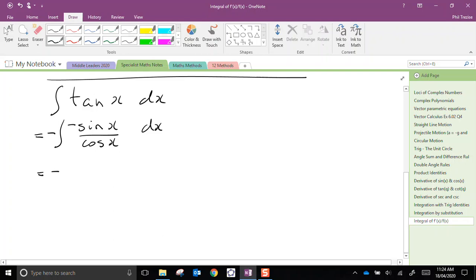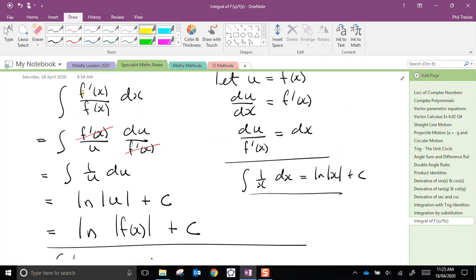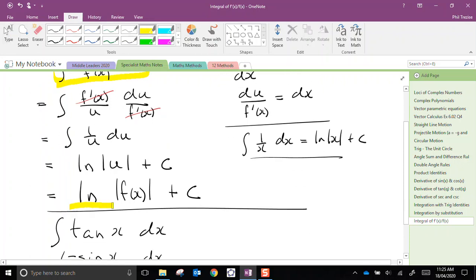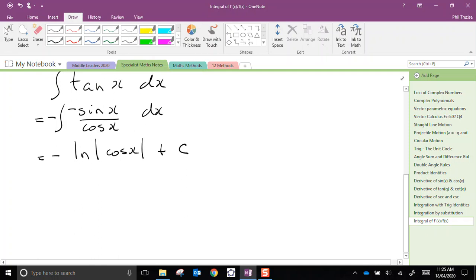I've got the negative 1 at the front, and what is the integral? Well, if I go back to my rule, I've got something which is exactly of this form, and the integral turns out to be this. So it's the natural log of the function in the denominator. So it's negative the natural logarithm of the cosine of x plus c. That's my integral of tan x.